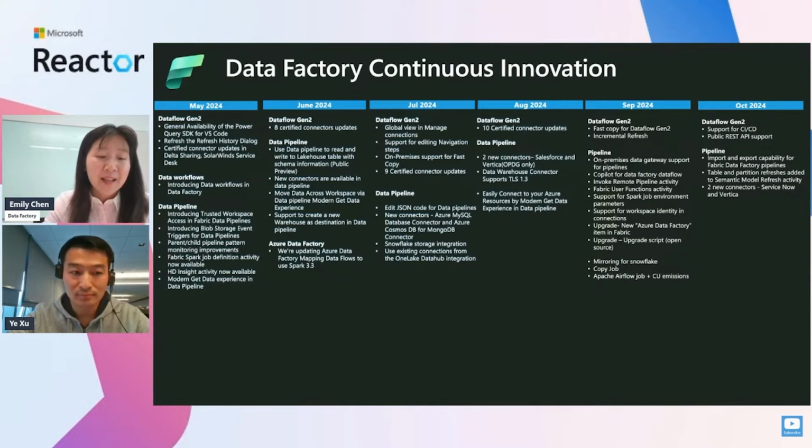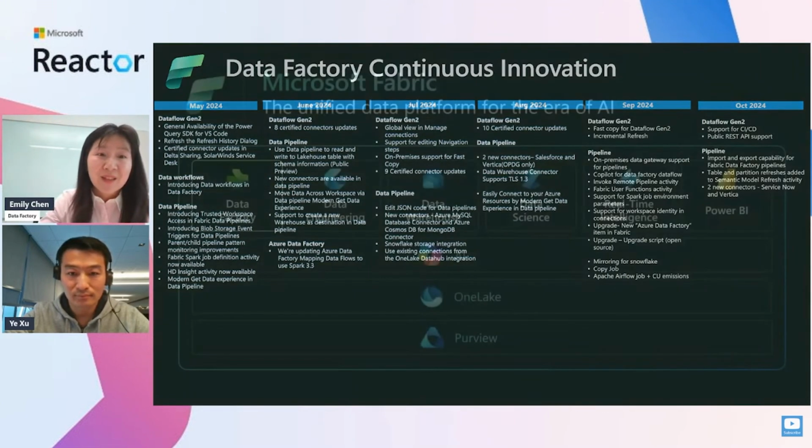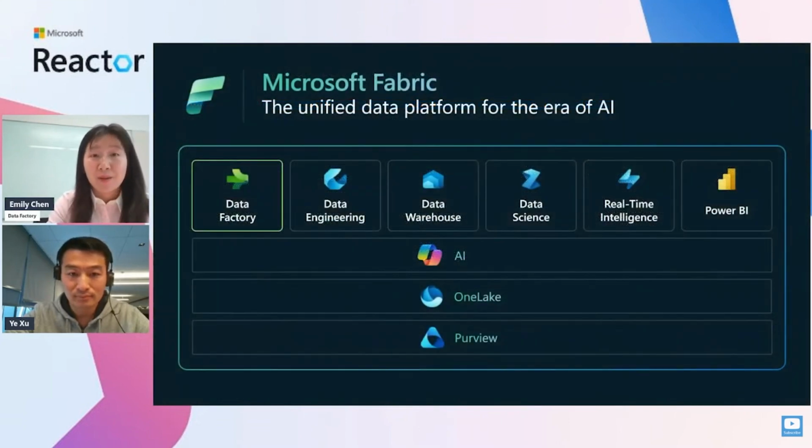Fabric Data Factory is on a rapid pace of innovation. You will see that every month we have new features released. You can check our monthly feature announcement blog to stay up to date with the latest innovation. In October, we also had the latest release. And in November, we will share what we are going to release and announce at Ignite.